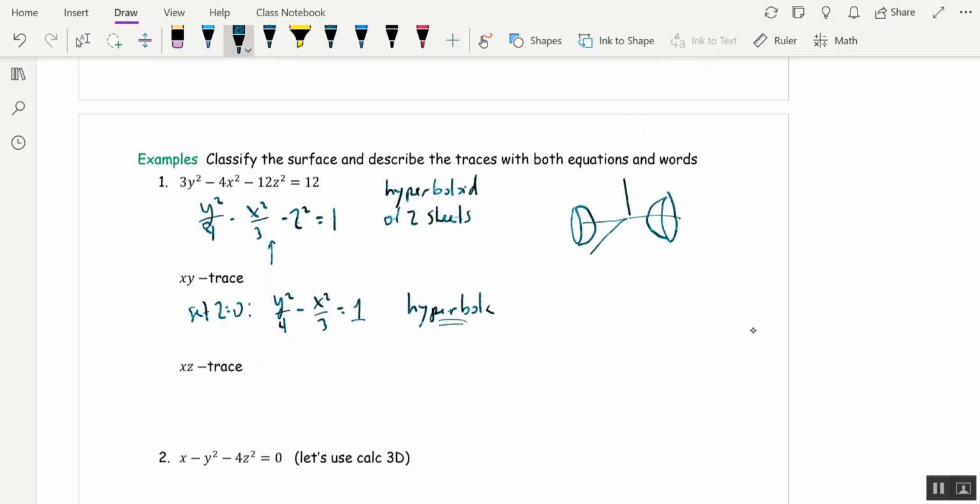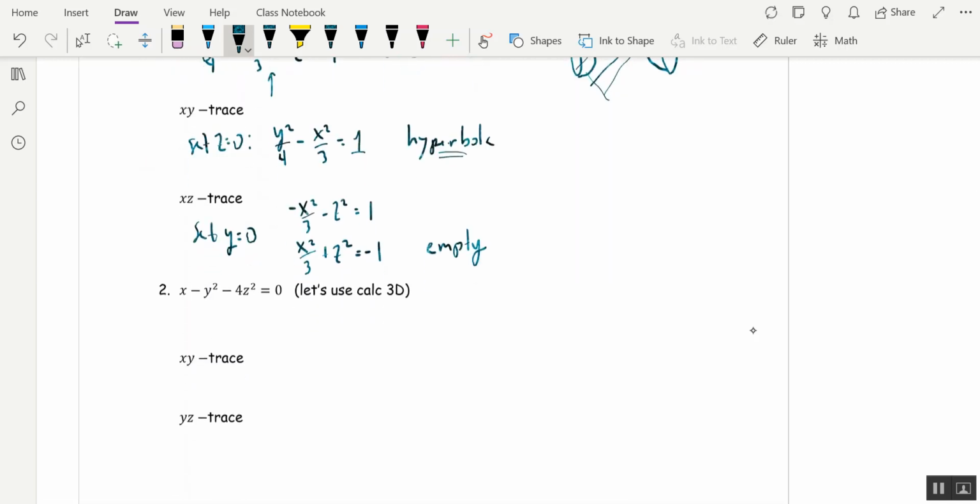Okay, xz trace, we're going to set y equal to 0, and we get negative x squared over 3 minus z squared equals 1. Well, if I multiply both sides by -1, I can see that that's going to be the empty set because the left side is non-negative and the right side is negative. So this is empty. And you can see that up in my picture here. If I were to intersect this surface with the xz plane, that plane would go right in through the middle and it wouldn't intersect the surface anywhere.